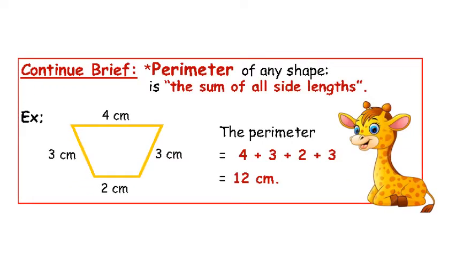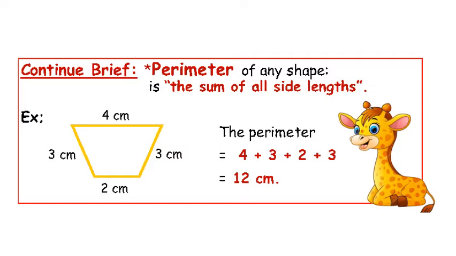Another way to get the perimeter is the sum of all side lengths. I have this shape, for example. This side's length is 4 cm, this side is 3 cm, this side is 2, and the last side is 3 cm. I want to know the perimeter of this shape.